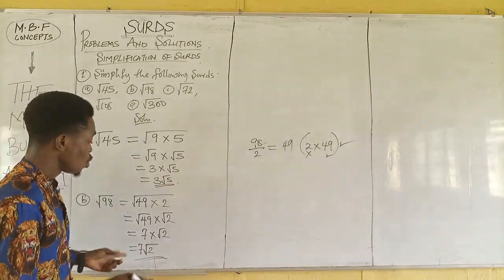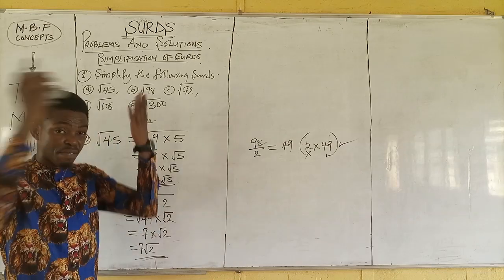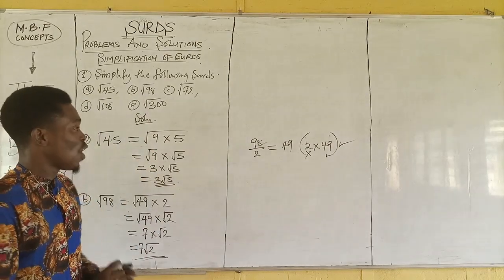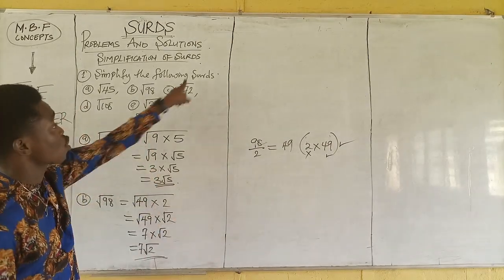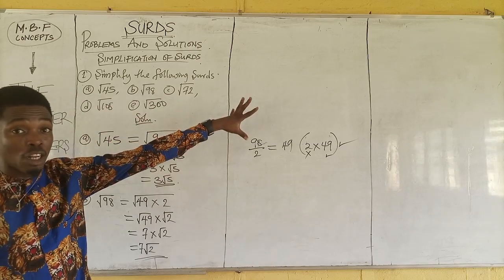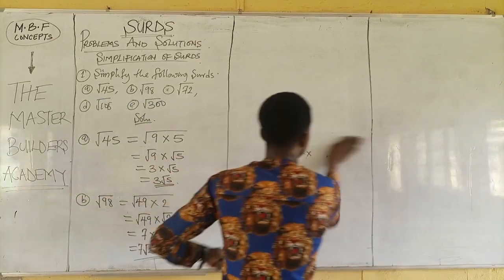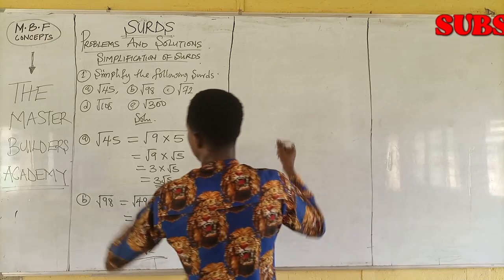So all you do is to what? Have this as the factor or the coefficient of the square root. Now, if this is taken, I know you can solve the other numbers that we have there, but let's go as we solve these numbers together.